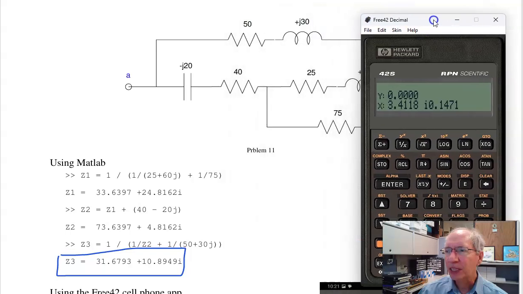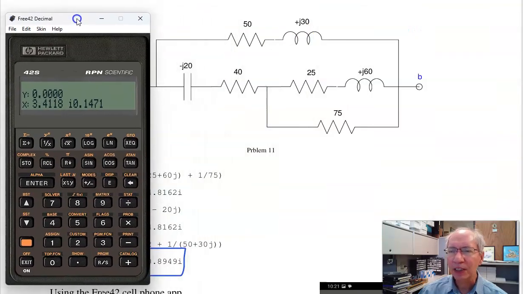I can do that on an HP calculator. So this is a good test for your calculator. If you can do this, you got a good calculator. If not, you need a new calculator. So the first one, let's do 25 plus J60. 25 enter 60.